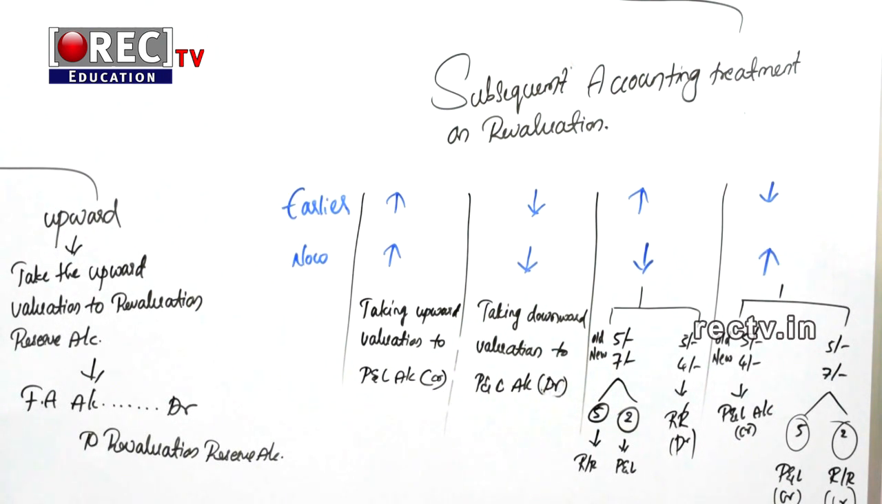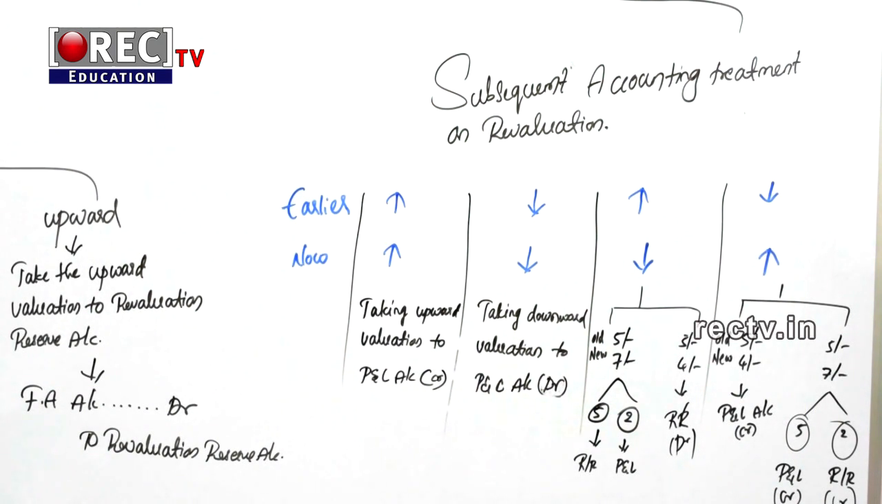The third, earlier it was upward and now it is decreased. So old 5 rupees, new 7 rupees. So it is increased. So what is the accounting treatment? Here 5 rupees goes to revaluation reserve account and the 2 rupees goes to P&L account. And when it is 3 rupees and the next it is upward, that is 4 rupees, it is increased. So you should take the balance amount to revaluation reserve account debit side.